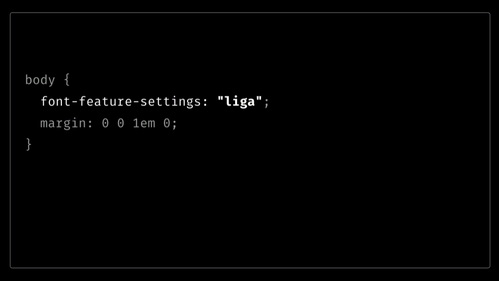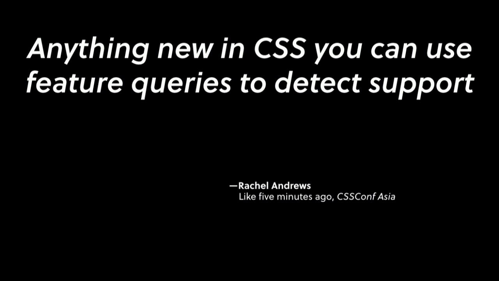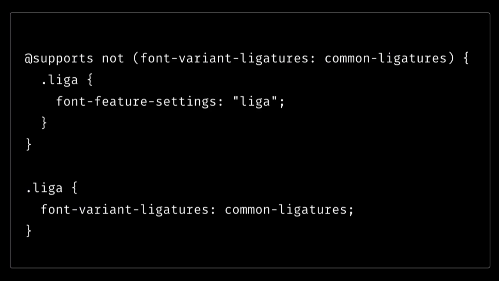But the problem with this, even though it has better browser support, is it breaks the cascade. If I later want to set a headline and define different OpenType features, I'm going to have to redeclare everything I've set on the body, which is really inconvenient. But as Rachel said like 5 minutes ago, anything new in CSS, you can use feature queries to detect support. So we already had a really nice setup for feature queries in the last talk, but I'm using supports not here, so this is sort of an inversion of those feature queries. If font variant ligatures aren't supported, then we'll use font feature settings. Otherwise, we can use font variant ligatures.